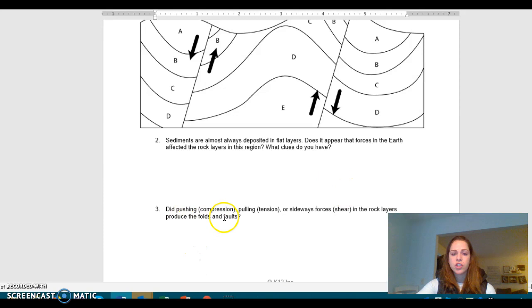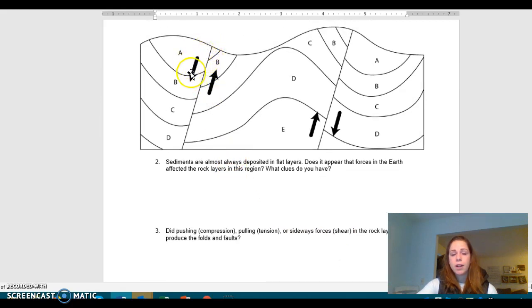Okay, question 3, did pushing, which is compression, or pulling, which is tension, or sideways force, which is shear, in the rock layers produce folds and faults? So let's look at both of them. So up here, which one is the hanging wall? This is the hanging wall, right? The left side. And the layers are lower. So if the hanging wall is lower, what does that indicate? The hanging wall is lower, it indicates that they were pulled, right? So that's tension. If we're looking over here, the hanging wall is higher. So that indicates compression. So depending on which side you're looking at, both of them probably occurred.